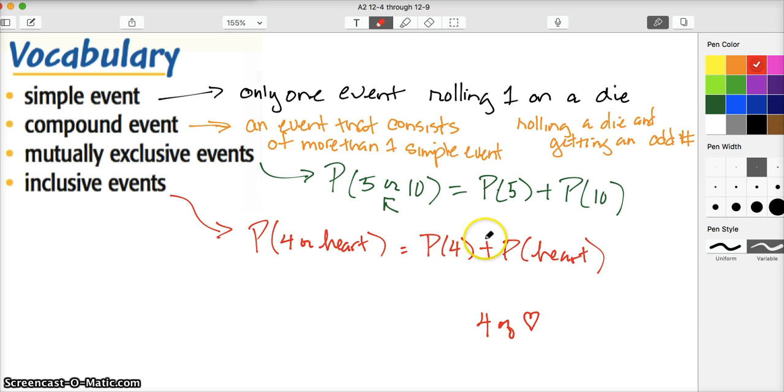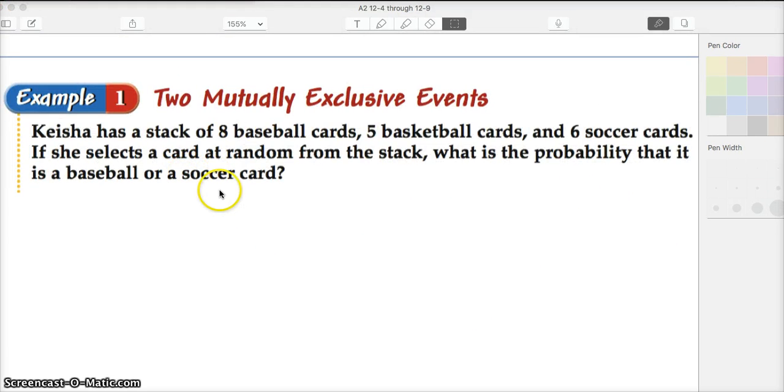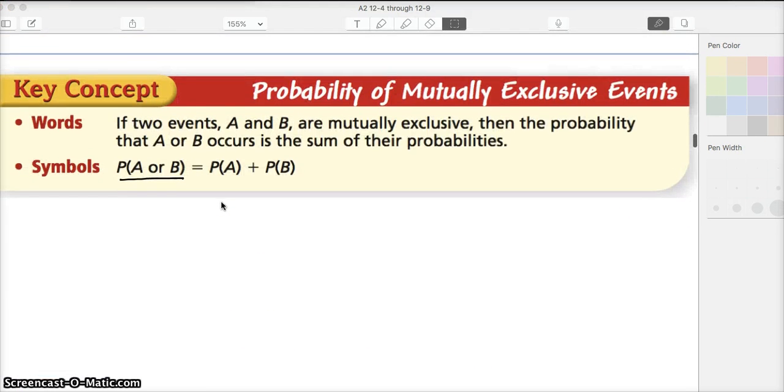So we've, in a sense, double counted that event. So we need to subtract out the probability of 4 and heart. And that's what we do with inclusive events, because there's an overlap. So inclusive events have an overlap, whereas mutually exclusive events do not. Before we get to this example, let's take a look at what we ought to know.